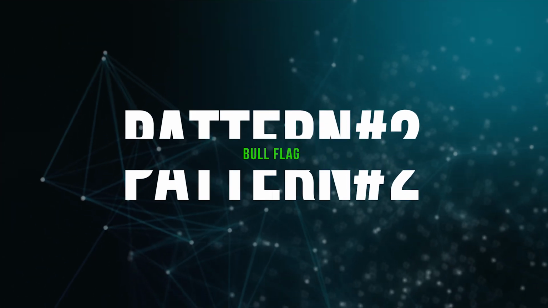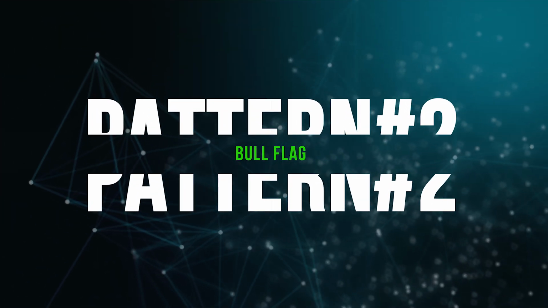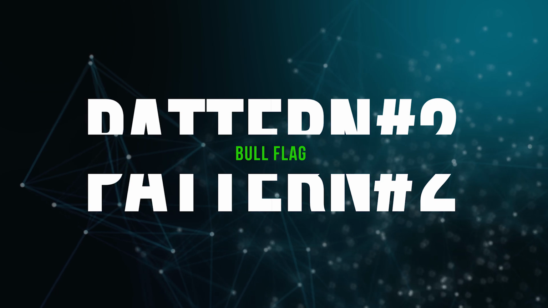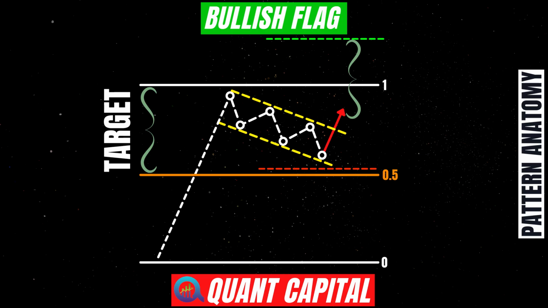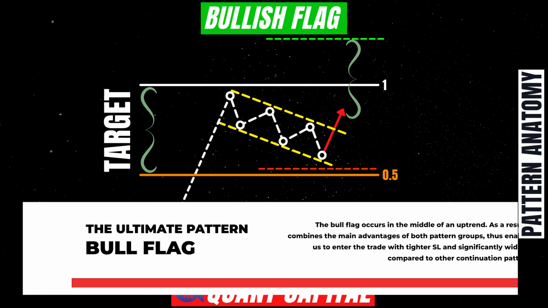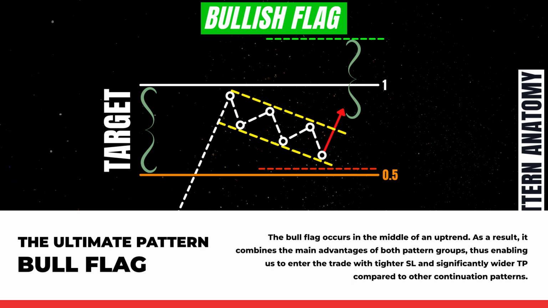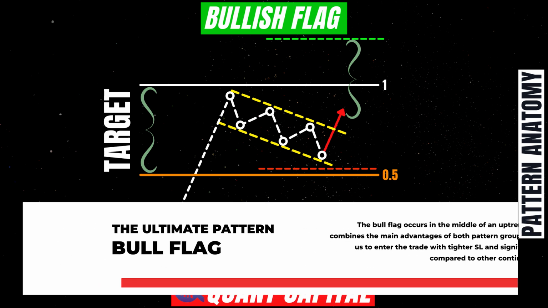So, here's our top pattern, which we prefer to trade the most, which is the bullish and bearish flag. The bull flag is a continuation pattern that takes place in the middle of an uptrend. As a result, it combines the main advantages of both pattern groups, thus enabling you to enter the trade with tighter stop loss and significantly wider take profit compared to other continuation patterns.